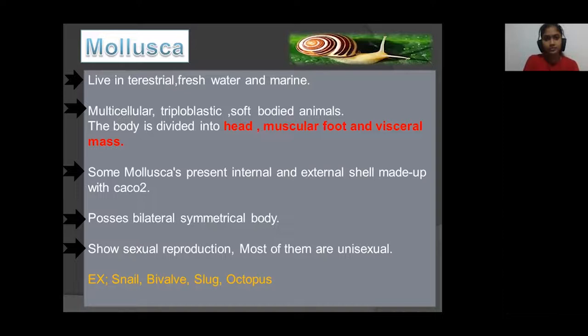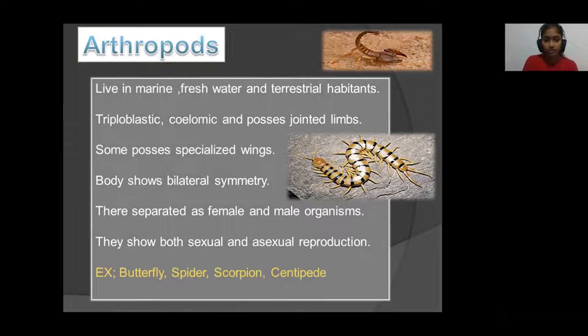Now, I'm going to talk about the fourth topic under the invertebrates, known as arthropods. They live in marine, freshwater, and terrestrial habitats, triploblastic, coelomic, and possess jointed limbs. Some possess specialized limbs, body shows bilateral symmetry. They are separated as male and female organisms. They show both sexual and asexual reproduction. Examples: butterfly, spider, scorpion, and centipede.